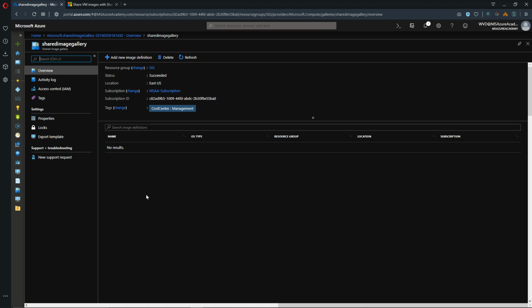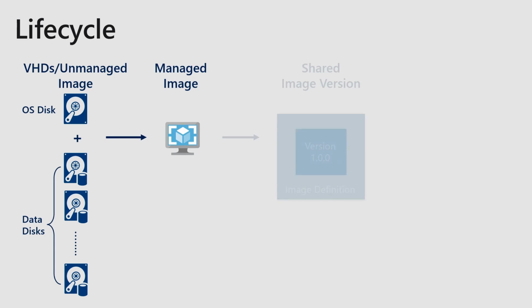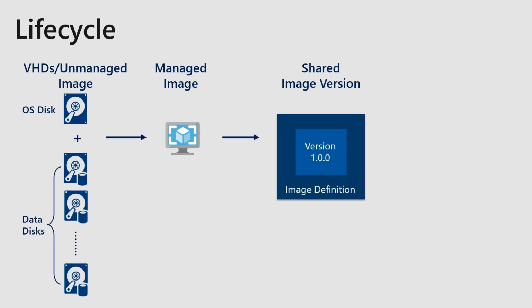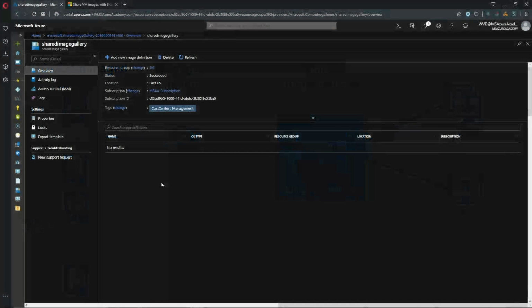So in order for us to do stuff with the gallery, we need some images. So now, where do we get images from? So all images start out with an OS disk and some amount of data disks. From there, we take those and make a managed image. And then from that managed image, we'll import that to the shared images gallery. And we create a definition and a version of that image, of which we then can deploy VMs or VM scale sets. Let's see how we can do this.